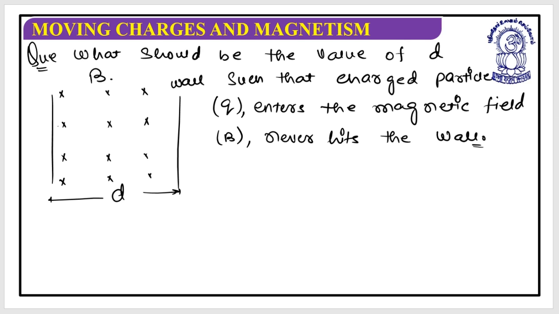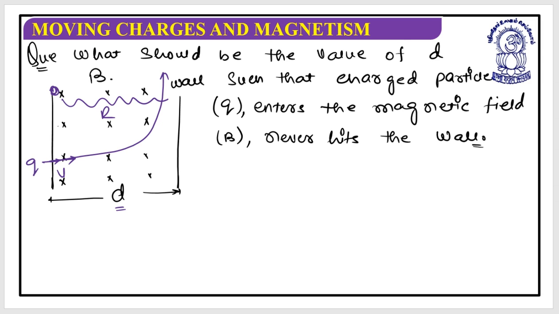This is your requirement: you need to understand the separation between this wall and this wall, so that if a charged particle plus Q enters over here, it never hits the wall. So what should be the value of d? Let's suppose it enters from here and moves like this. If this is the situation, let's suppose this is the center of the circle, then this must be the radius of the circle.